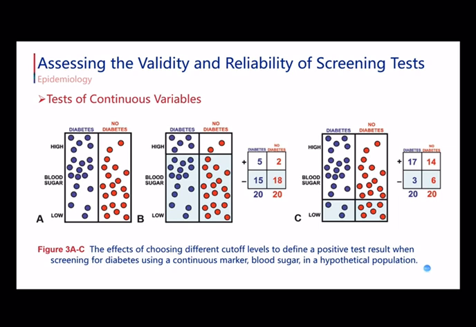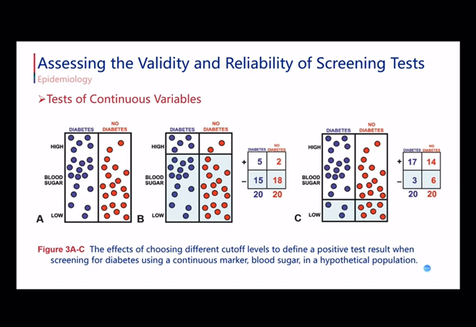As shown in Figure 3b, suppose a relatively high cutoff level is chosen. Clearly, many of the diabetics will not be identified as positive. On the other hand, most of the non-diabetics will be correctly identified as negative. If these results are distributed on a 2 times 2 table, the sensitivity of the test using this cutoff level will be 25%, 5/20ths, and the specificity will be 90%, 18/20ths.